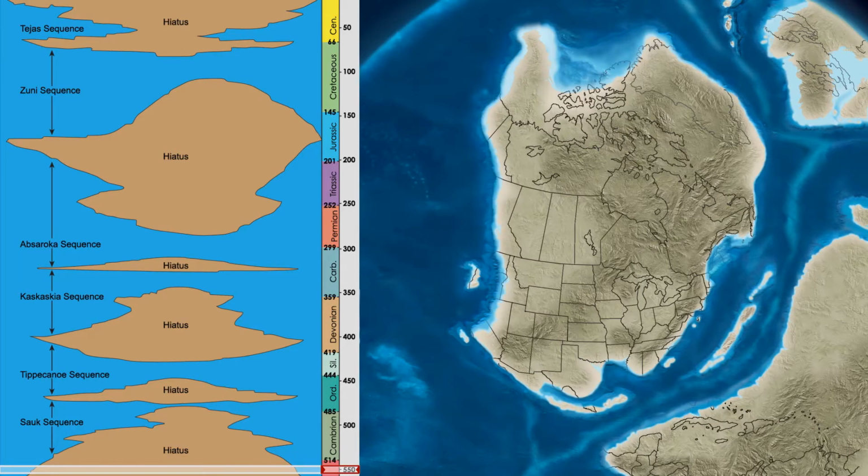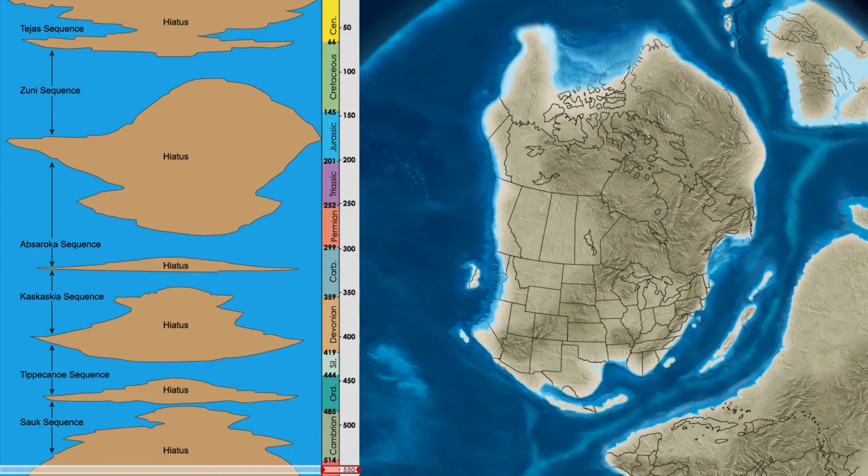So I want to play this video a bit and show you what's going on with these sequences. Before I hit play though, notice the part of the diagram here on the left where we have our Sauk sequence, Tippecanoe, Kaskaskia, Absaroka, Zuni, and Tejas. Essentially what you're looking at throughout the entire left side here is the sediment sequences deposited on the North American craton during the last 550 million years.